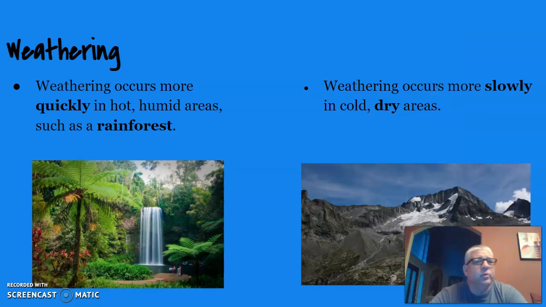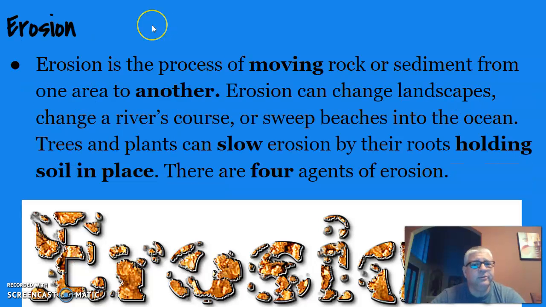Weathering occurs more quickly in hot, humid areas, such as a rainforest. Okay, you would think it would be in colder areas, but really, this is the fastest weathering of rock if you were to put them in these two environments. Weathering occurs more slowly in cold, dry areas. Dry areas means that you're not going to get that water dissolving or freezing and thawing if you're in a colder area. Okay, so this is the definition.